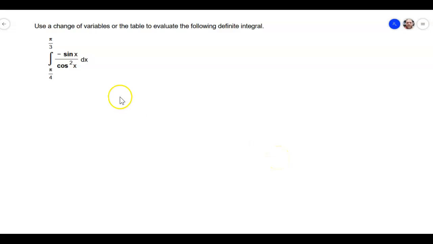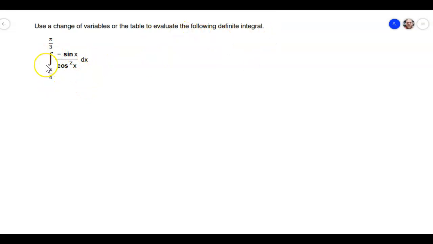Hey everybody, this is Mr. Beckstrom. I wanted to look at another example from section 5.5. This is similar to number 26. I want to look at one involving some trig functions here. It says use a change of variables or the table to evaluate the following definite integral.